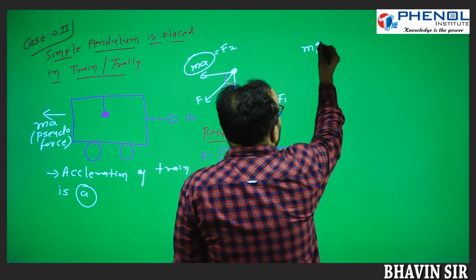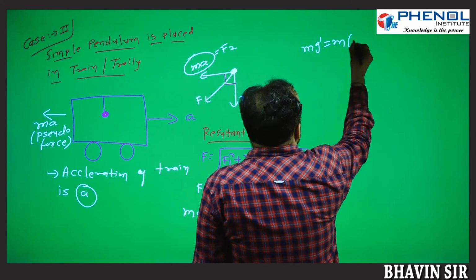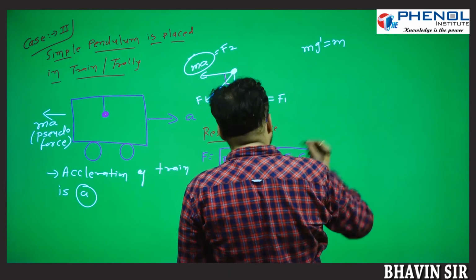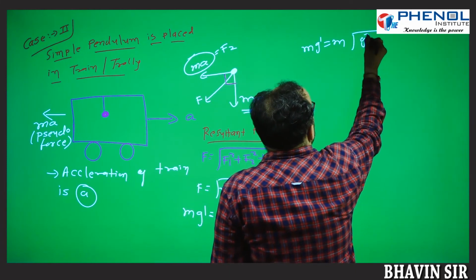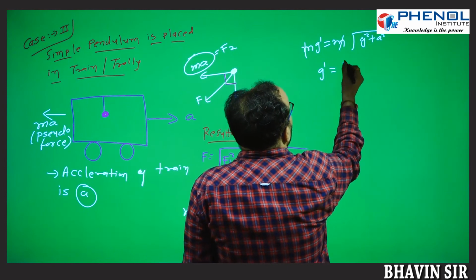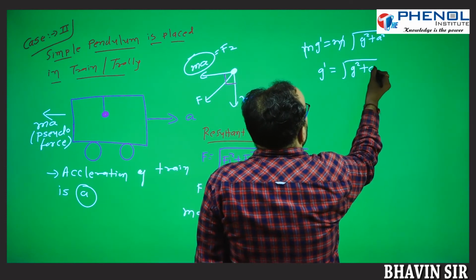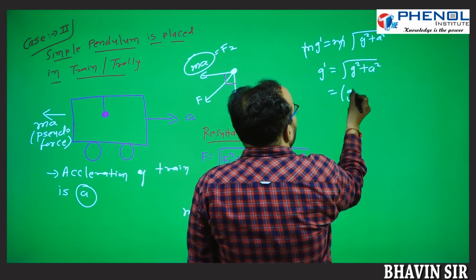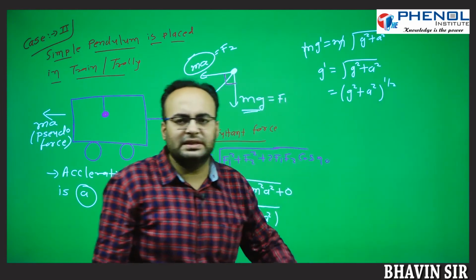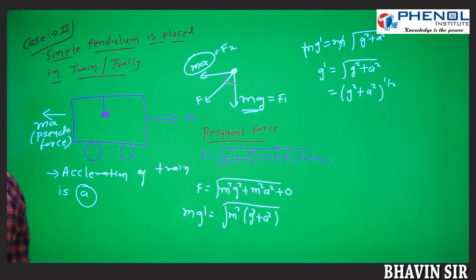So m g dash, so the m's cancel. What is g dash? g square plus a square, so we write g square plus a square raised to half.